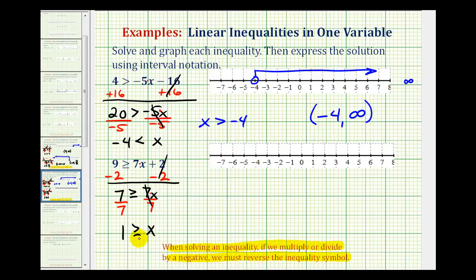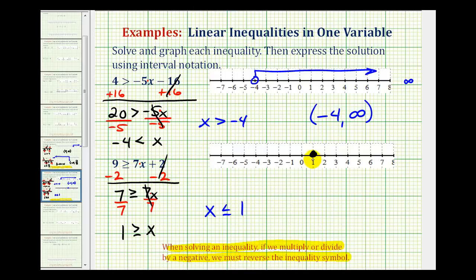Again, this is our solution expressed as an inequality, but normally this is reversed, which does make it easier to graph. So 1 greater than or equal to x is equivalent to x less than or equal to 1. Again, notice the inequality is pointing toward the x in both cases and open toward the 1. So for x less than or equal to 1, notice that 1 does satisfy this inequality and therefore is in the interval. So to show this graphically, we'll now make a closed point on positive 1.